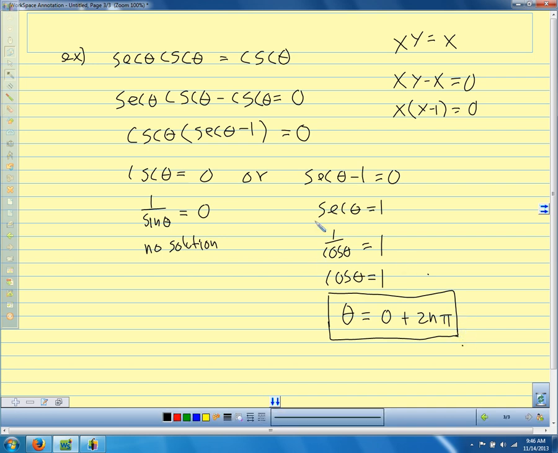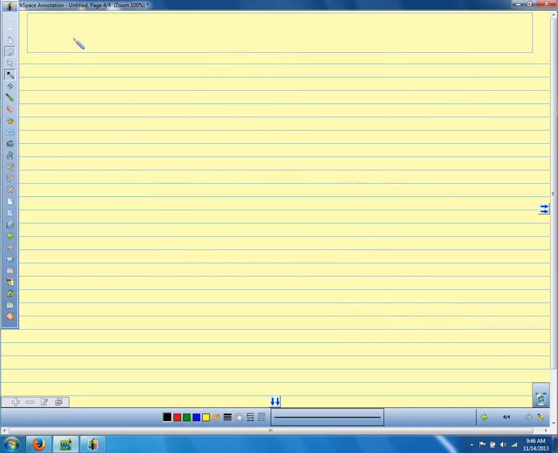All right, so let's look at another type of equation. Sometimes we have to factor this way to find our solution. We have multiple trig functions we have to factor. So let's look at another kind of equation where I have to factor. So quadratic equations.